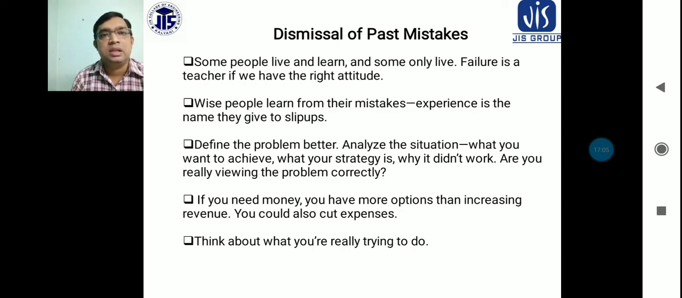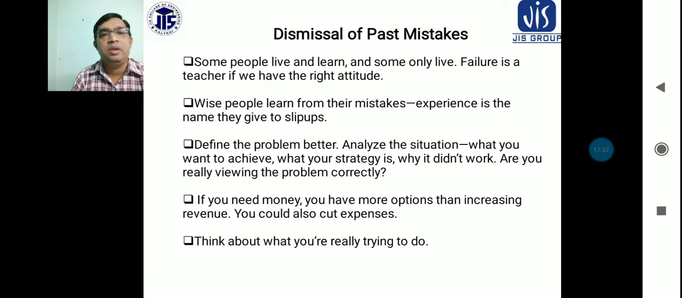Another thing: define the problem better, and analyze the situation. What do you want to achieve? What is your strategy? Why did it not work? Are you really viewing the problem correctly? This means a better analysis of the solutions, and sometimes you can see why it did not work.